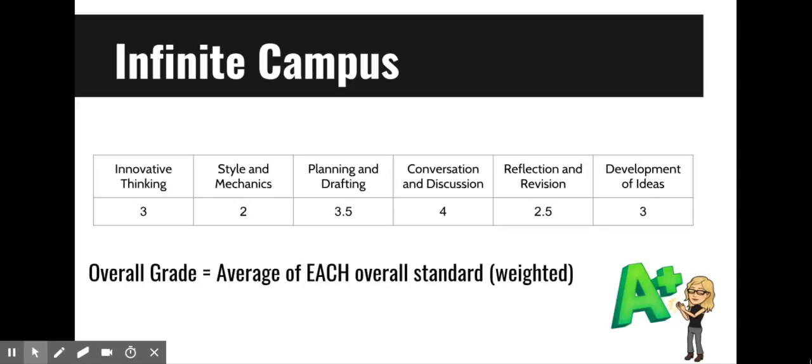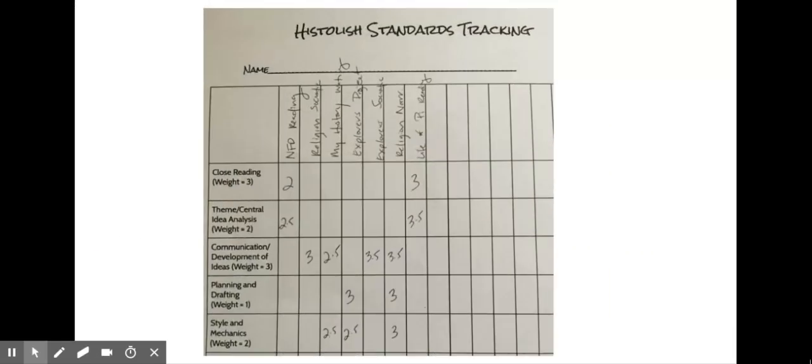But if you were looking at this, this innovative thinking score of a 3 probably has several assignments that are in that score, but you only see that current score of a 3. I'll look at several different assignments where you showed innovative thinking, and that's where I feel like you are at this point in the semester. But for this 3, 2, 3.5, 4, 2.5, if all of these were weighted 1, your grade right now would be a B. It would be a 3, and it would be an 85%. If these were weighted differently, then that would skew that.